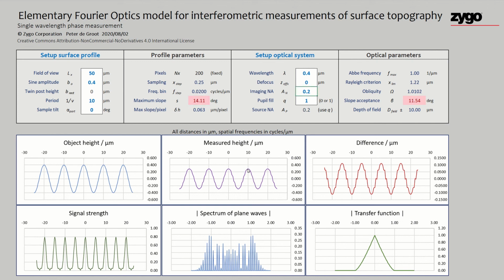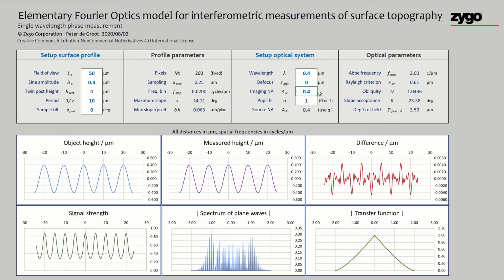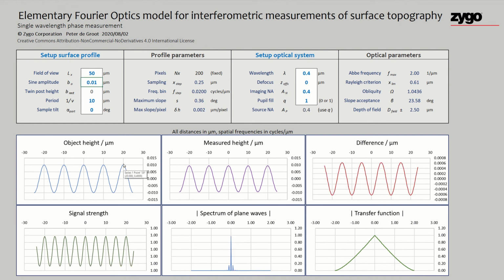So what are you going to do? You swap out the objective for one that has a higher numerical aperture, probably a higher magnification, and now you can get your signal back, and the nonlinearities are under control. So that's a reason why you might want to use a higher magnification objective, even though the spatial period is 10 microns, pretty easy to resolve. You need the numerical aperture in order to get a good result. Okay, let's go back down to 0.01 and try something else.